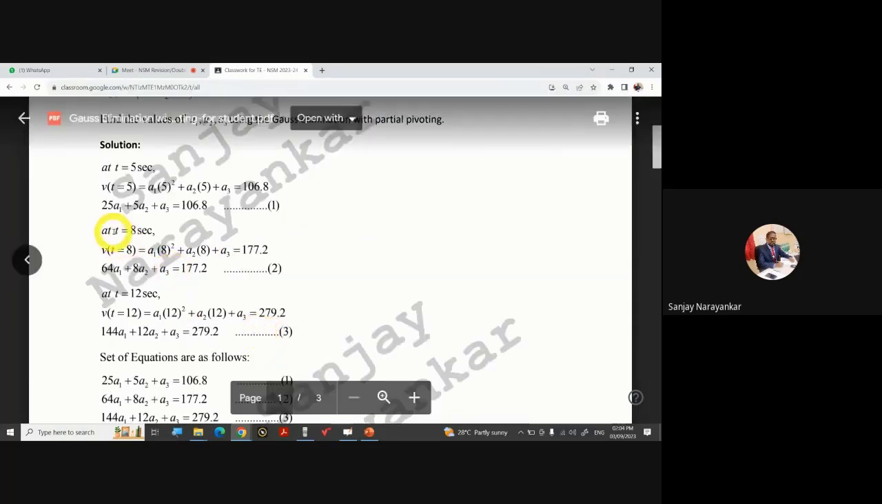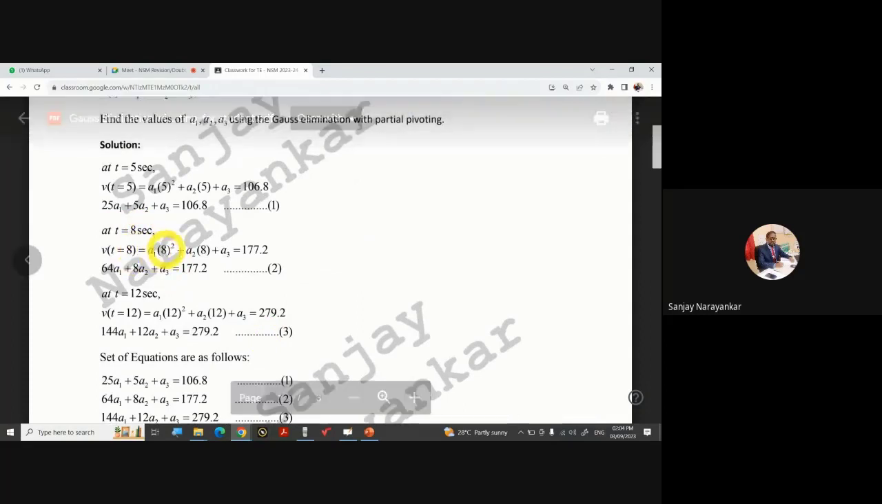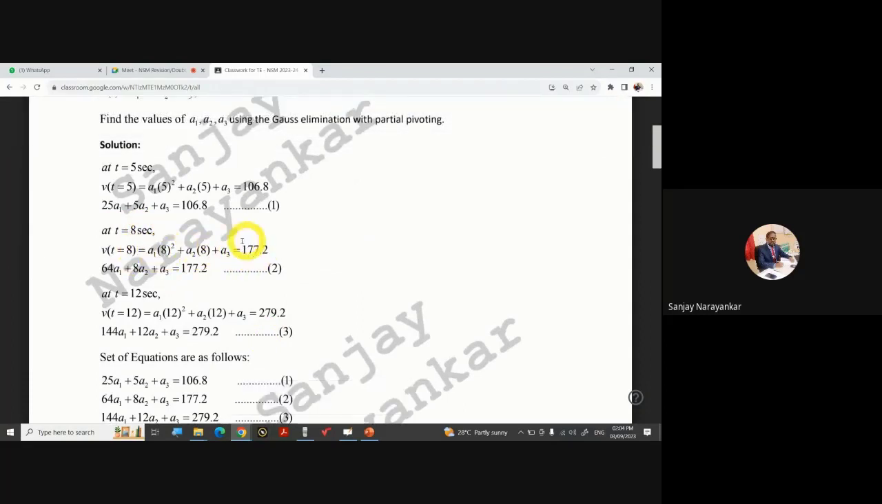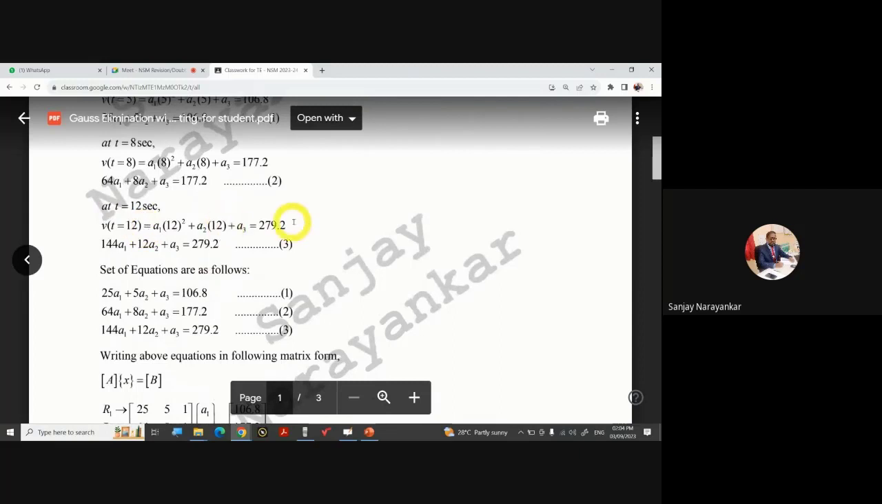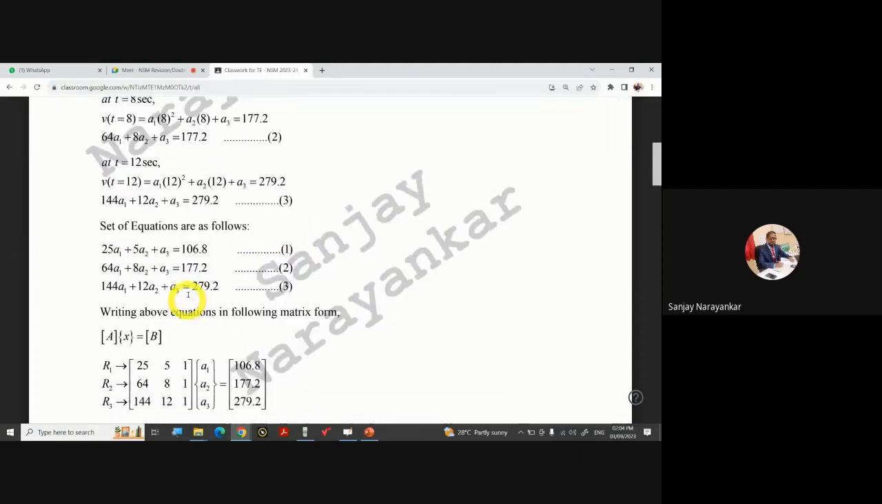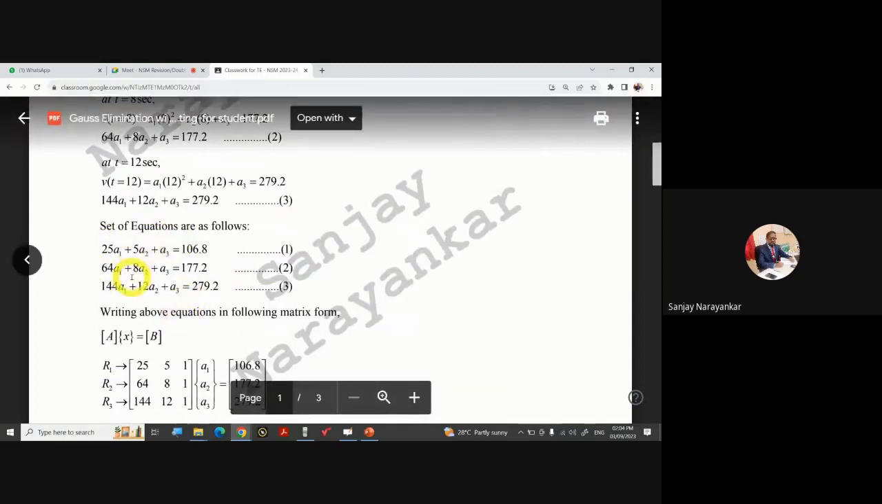For time equal to 5, we substitute that value and you get the first equation. Similarly, when time is equal to 8 seconds, you can substitute the value of time as 8 in this equation, and the velocity is given as 177.2. So you'll get the second equation. At time equal to 12, you'll get the third equation. So you will get three equations here: simultaneous, three unknowns, three equations, a1, a2, a3.